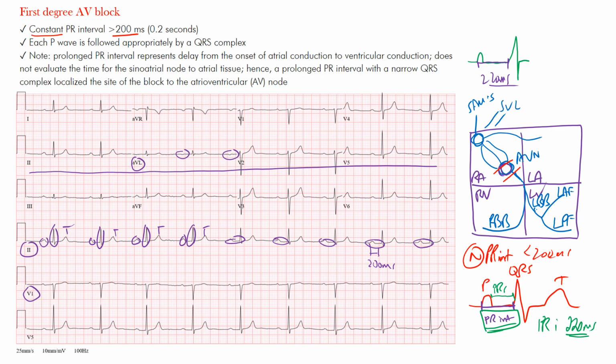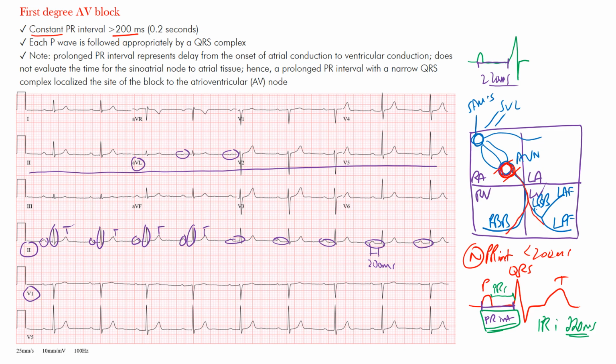So remember, a prolonged PR interval represents delay from the onset of atrial conduction to ventricular conduction. It does not evaluate the sinoatrial node to the atrial tissue. Okay, we saw that with the previous sinus exit blocks or arrest that we saw earlier, where it's those transitional or pacemaking cells that are causing that issue. In this case, we have that prolonged PR interval, and everything below. Okay, once conduction gets through this almost stop sign, you can consider it, but it doesn't completely stop, all right, and everything below it continues as it normally would.